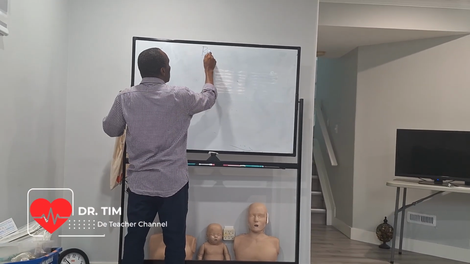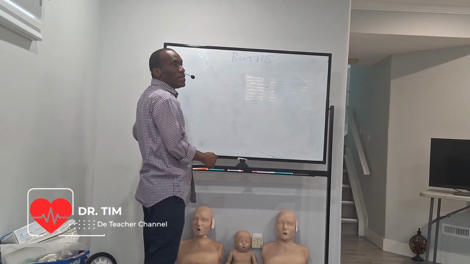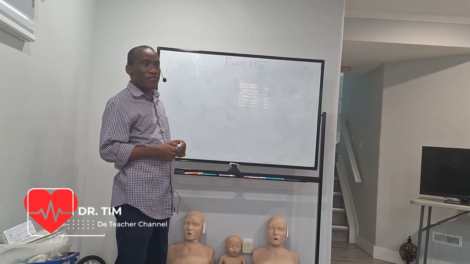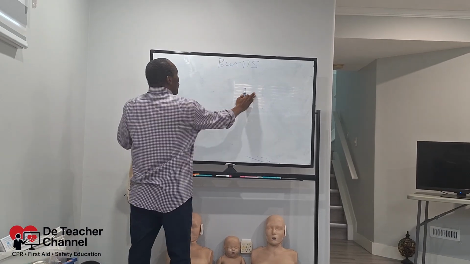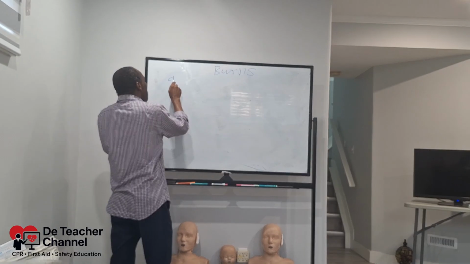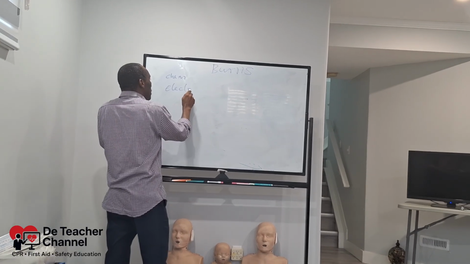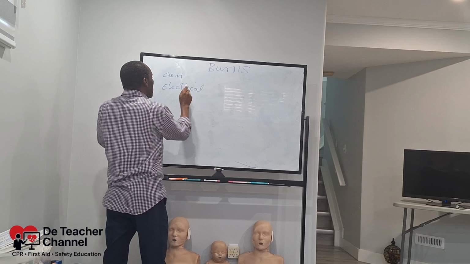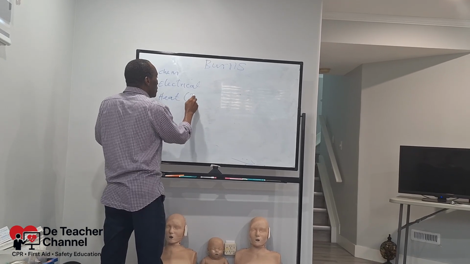Burns. So let me ask you, how many types of burns do we have? Five. That's good. Okay, let's mention them. Chemical burn. Electrical. Heat. Okay, hold on. Heat is called what, another term for heat? Thermal. Yeah, thermal.